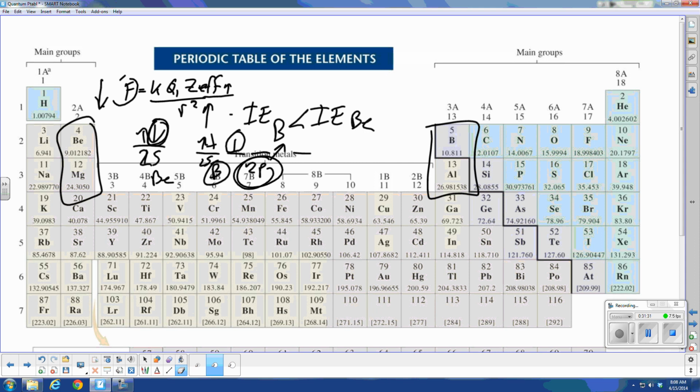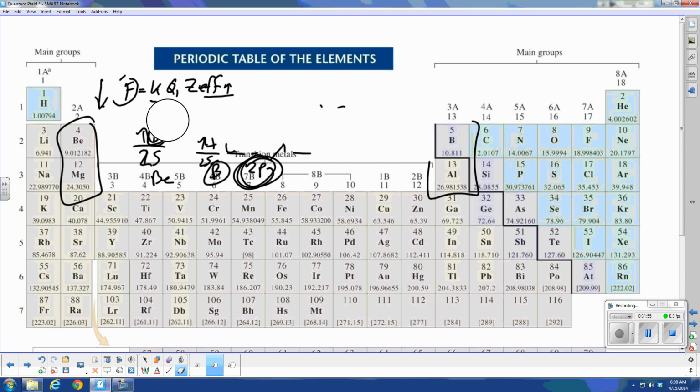Others would say that in this case, the 2p is actually farther away, that the R gets bigger, and so the force is less. In any case, the reality is it's less difficult to remove this 2p from boron, which goes against the trend, right? Because we said as we go from left to right, ionization energy increases, but not with boron. And that holds true also with aluminum.